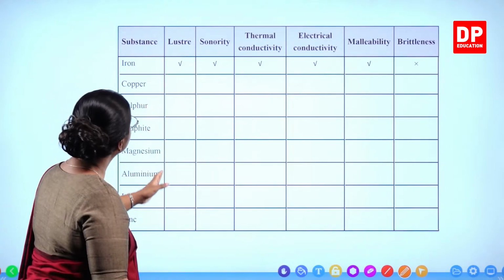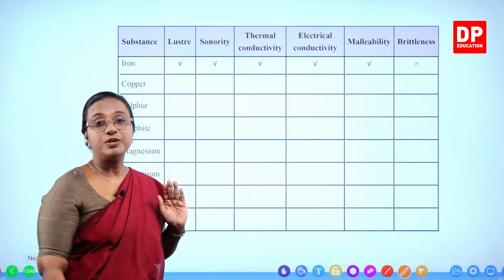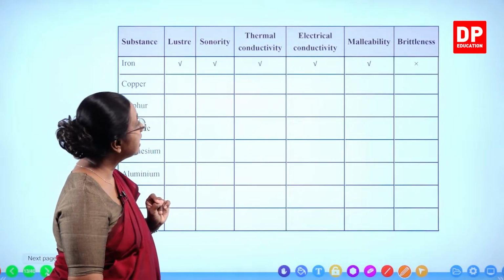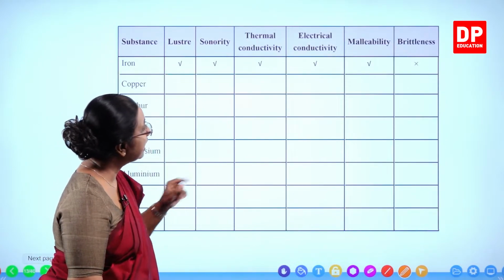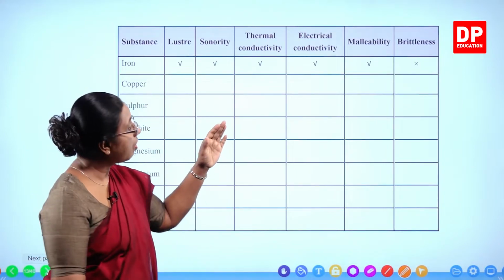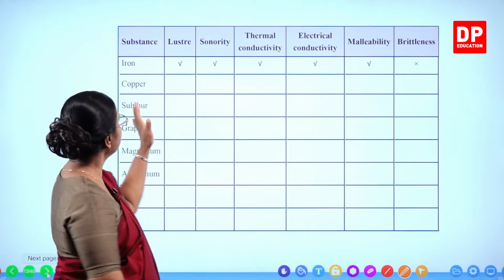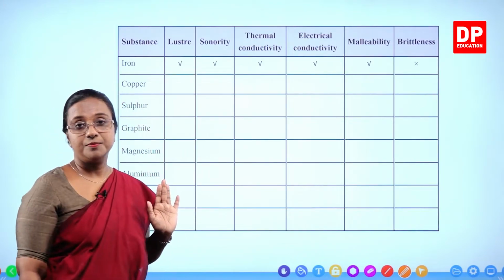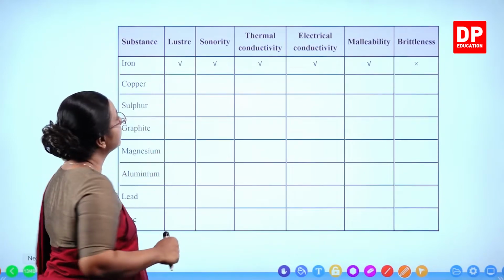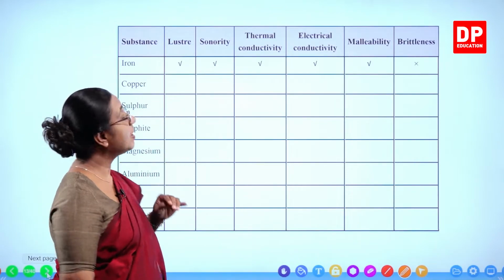Then we will have to see whether they show luster, whether they have sonority, the sonorous sound, whether they show thermal conductivity, whether they show electrical conductivity, whether they are malleable or whether they are brittle in nature. One is filled for you all already. Now you can see iron. Iron has luster. It has a shine. How about sonority?